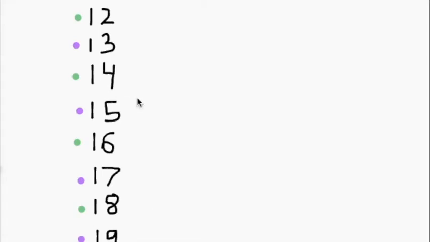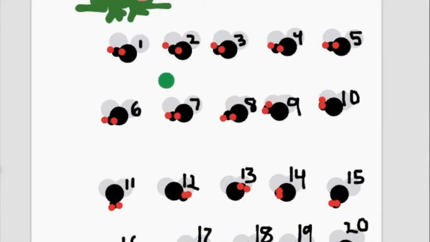Now let's reverse it. Green is going to be the say-ten way, and purple is going to be the other way, going backwards. Two tens, 19, ten 8, 17, ten 6, 15, ten 4, 13, ten 2, 11. This is tricky for me.